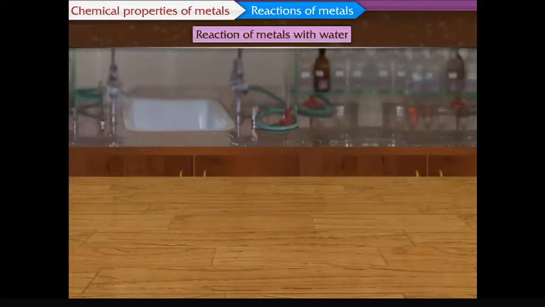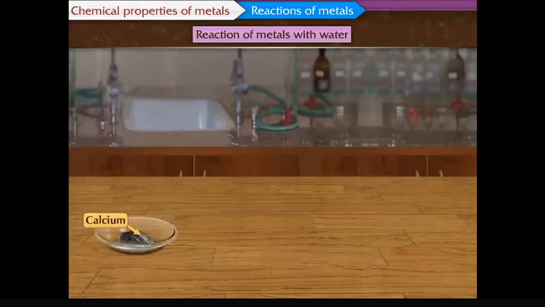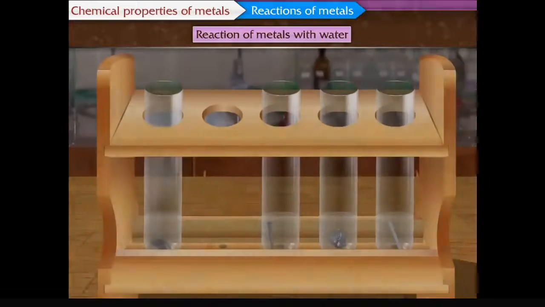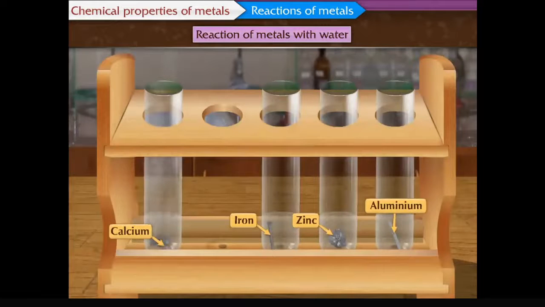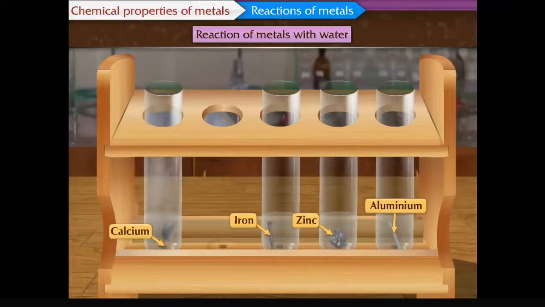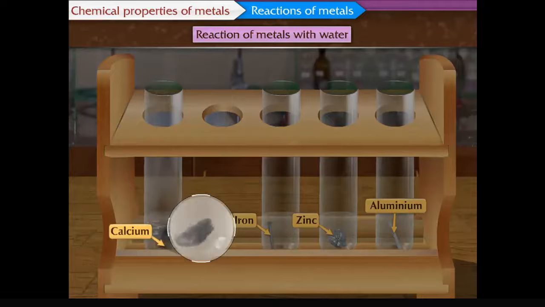Reaction of metals with water. Take samples of calcium, aluminium, iron, and zinc. We shall now carefully add each of these metals separately in cold water and observe the reactions. Calcium reacts with water less vigorously, producing bubbles of a gas which stick to the surface of the metal. This causes the metal to float in the water.